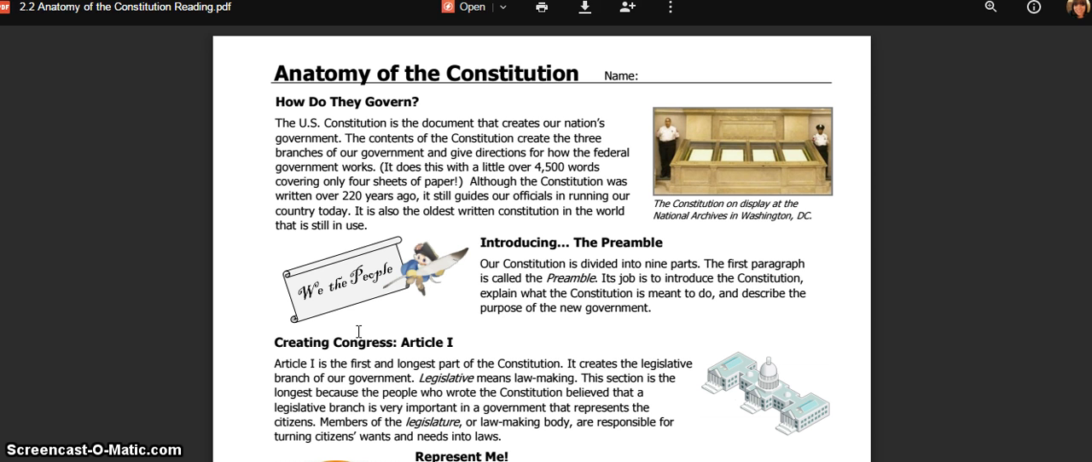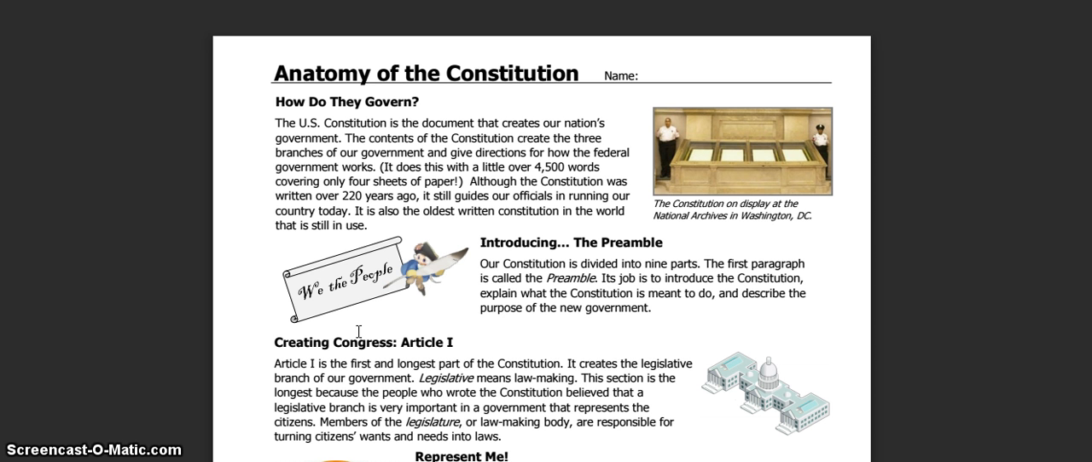The United States Constitution is the document that creates our nation's government. The contents of the Constitution create the three branches of our government and give directions for how the federal government works. It does this with a little over 4,500 words, covering only 4 sheets of paper. Although the Constitution was written over 220 years ago, it still guides our officials in running our country today. It is also the oldest written constitution still in use today.